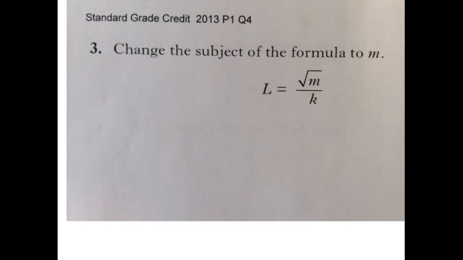Firstly, let's leave the square root until later. Let's focus on dividing by k. What's the opposite of divide? It's multiply. So let's multiply both sides of the equation by k. So we have k times l equals k times the square root of m divided by k.